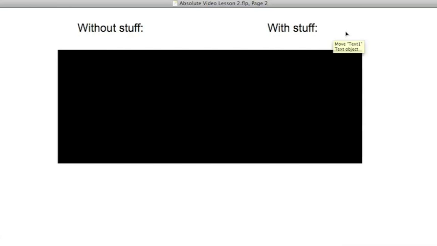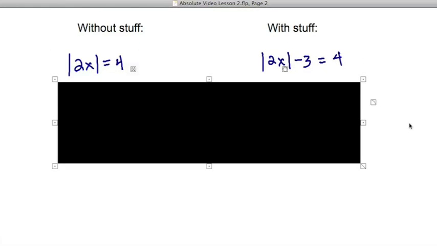And I just want you to think before I say anything, what is the stuff that Mr. Eckert is talking about? So take a look at the one on the left. Take a look at the one on the right. And as you can see, it's got this stuff, this -3 kind of hanging out over there. This one doesn't have it. This one does, and that makes them different. Okay, everything else is the same except for that.